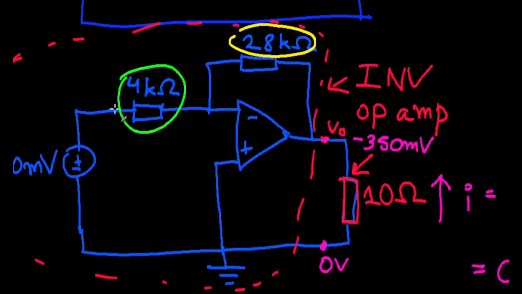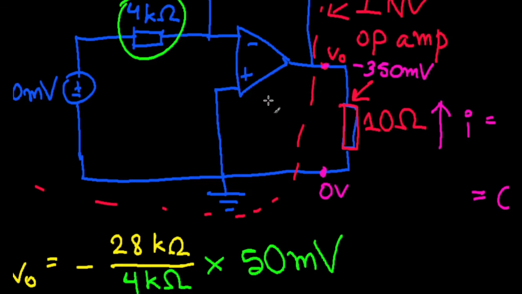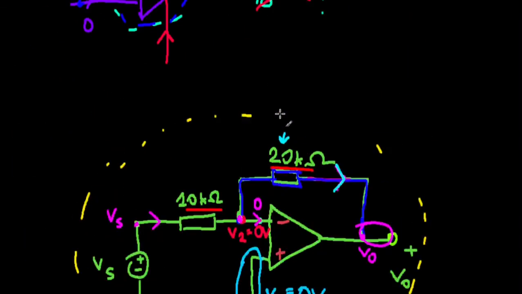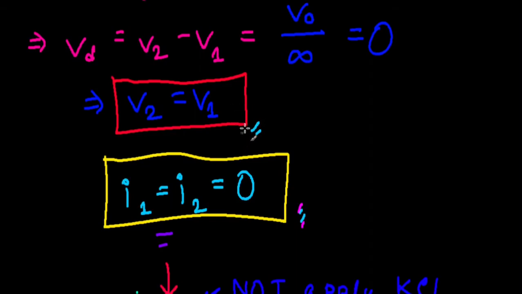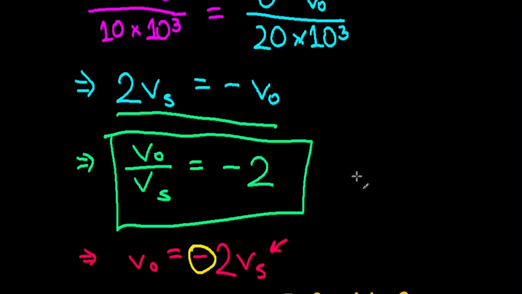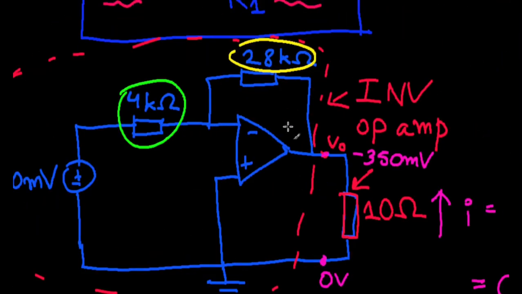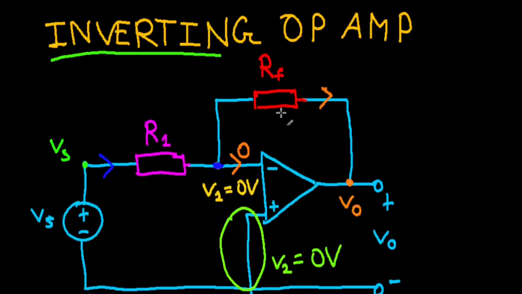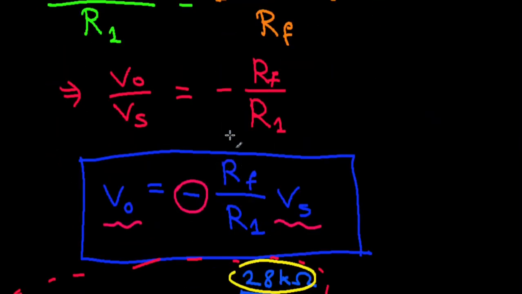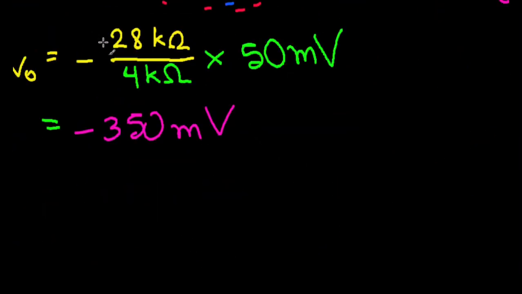We didn't need to go through the whole process of figuring out node voltages, or applying KCL, or using the ideal op amp conclusions that we got, etc. You know what I'm talking about, right? It was much simpler because we knew the configuration and the formula for the inverting op amp, right?